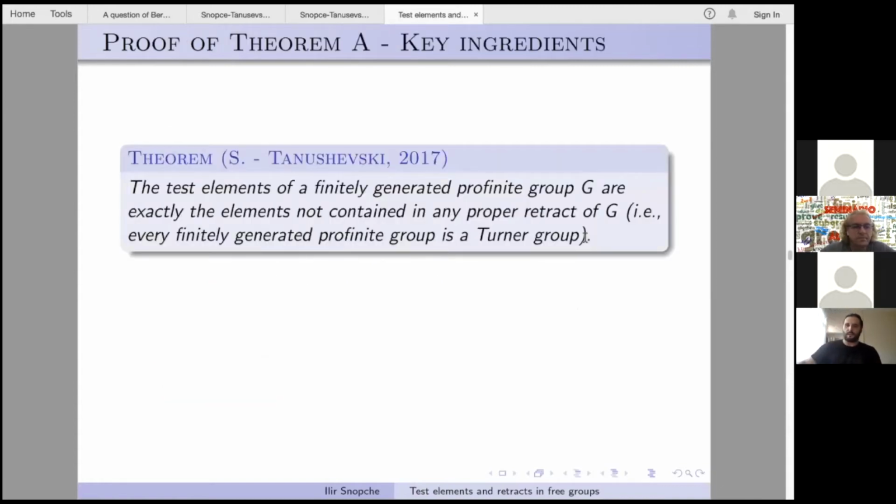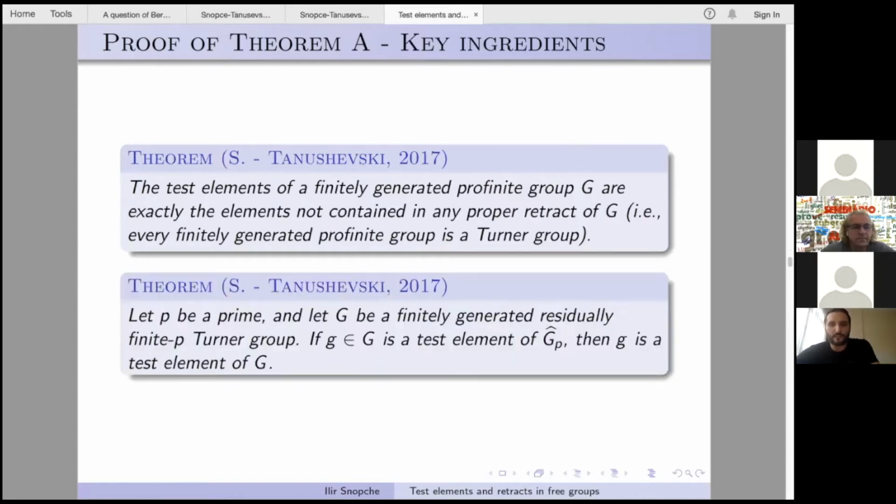The first theorem, which we proved with Tanushevski in 2017, is the following. The test elements of a finitely generated profinite group G are exactly the elements not contained in any proper retract of G. In other words, every finitely generated profinite group is a Turner group. So basically we proved that all finitely generated profinite groups are Turner groups. This is one of the key ingredients.